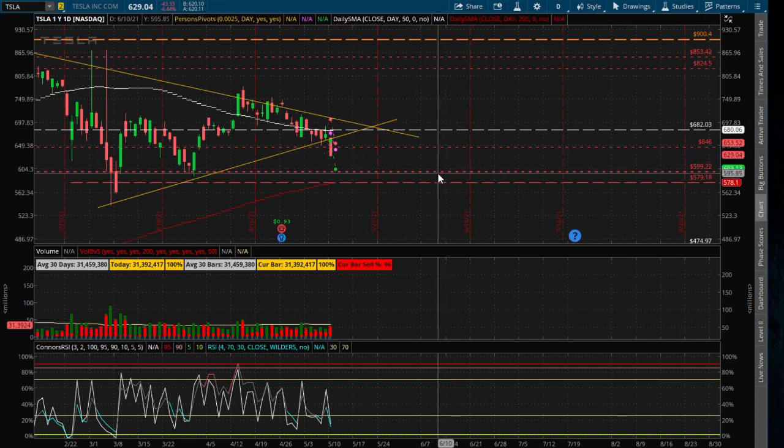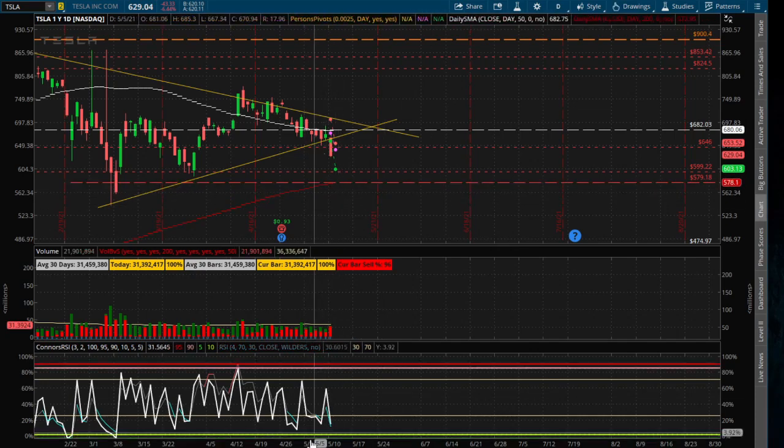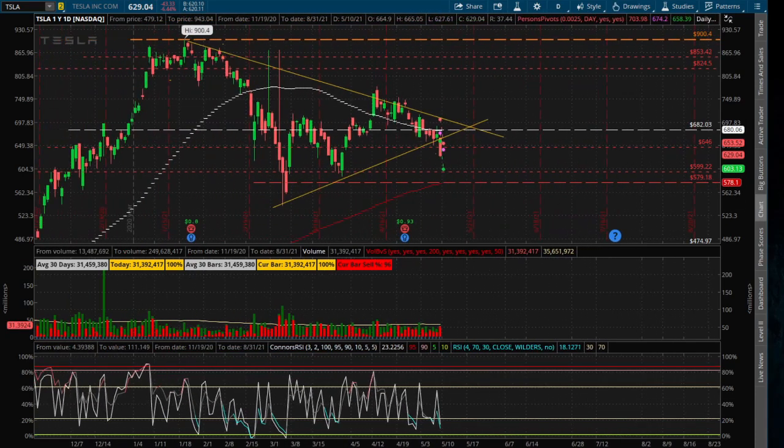The next support level would be 599. If it loses that, it will head to 579, which is the 200 days SMA. Now, if Tesla loses the 200 days SMA, it is heading for bearish territory.